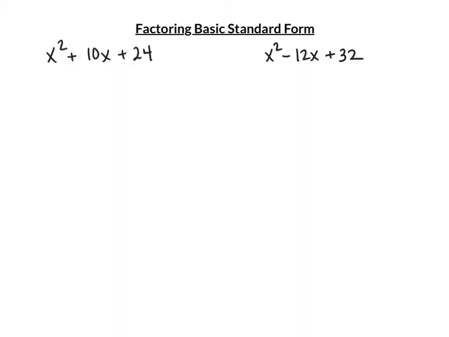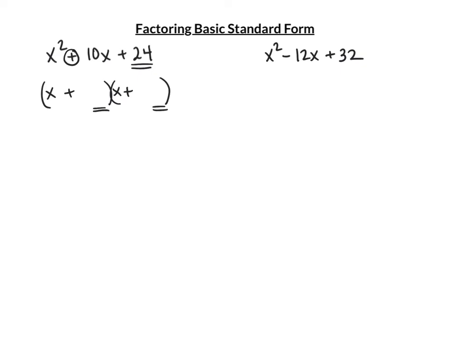Here are two examples. If I try to factor this, I know that when I FOIL, x times x makes x squared. I know that this number times this number makes positive 24. There's two ways to make positive 24. It could be a positive times a positive or a negative times a negative. The middle term is positive. That tells you that it's two positives.